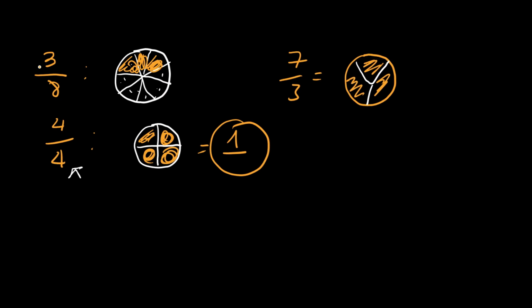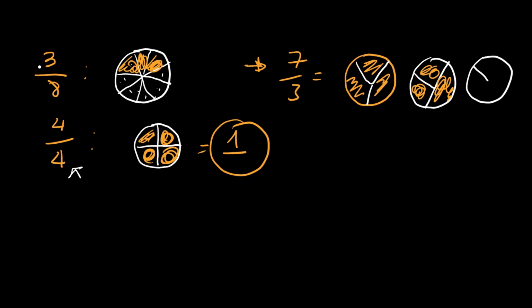But remember, I need to eat 7, so I need to draw another whole and cut this pizza into 3 slices. Let me eat another 3 because I need to eat 7 slices. So far I have 6. Now I need to draw another whole and divide it into 3 equal slices, and now I can eat 7 slices. This is the correct representation of this fraction.